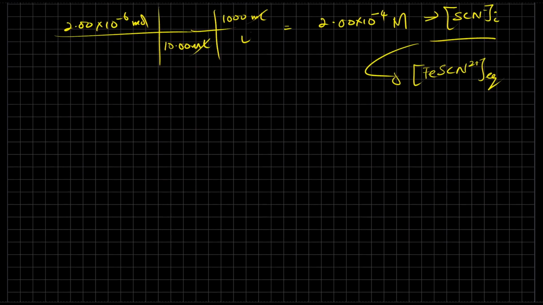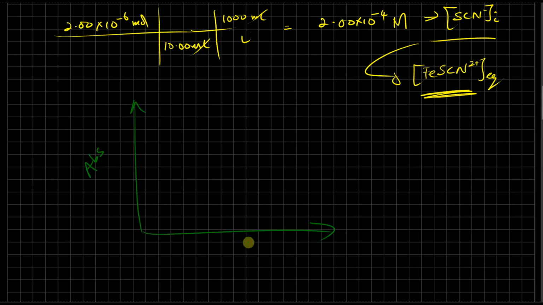And so that will be true for sets 1, 2, and 3. For each of these 3 solutions, you'll make them, calculate the concentration of your iron thiocyanate at equilibrium, and then for those 3, you make a plot of absorbance versus concentration in molar.